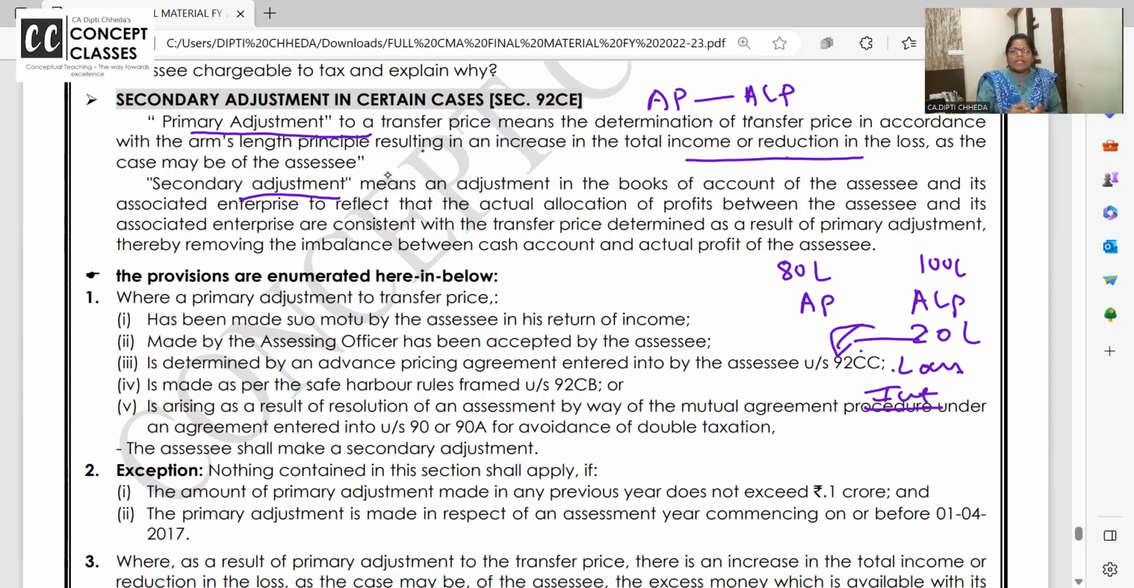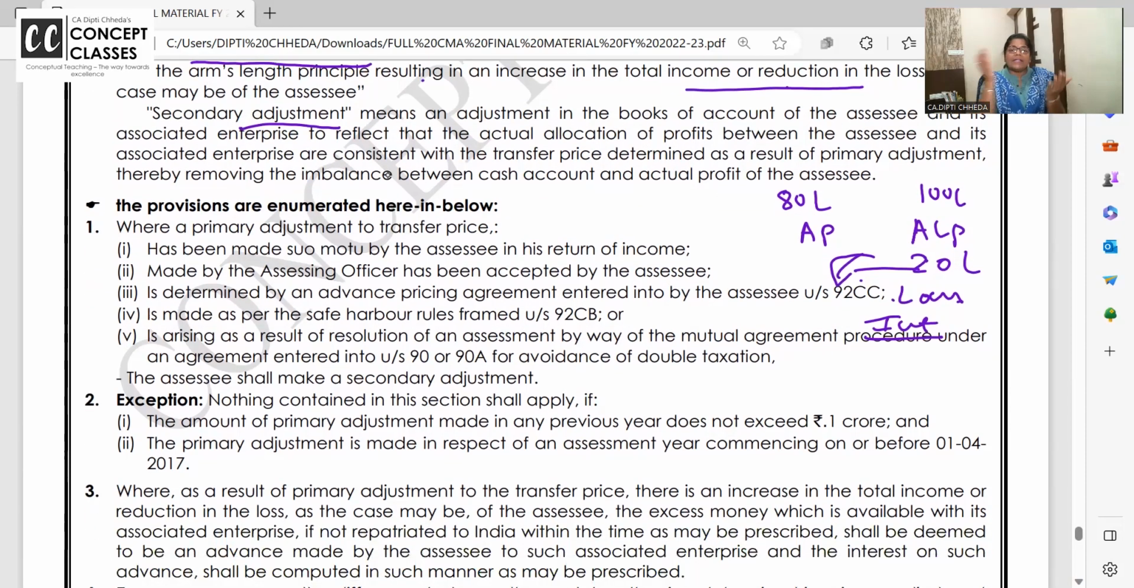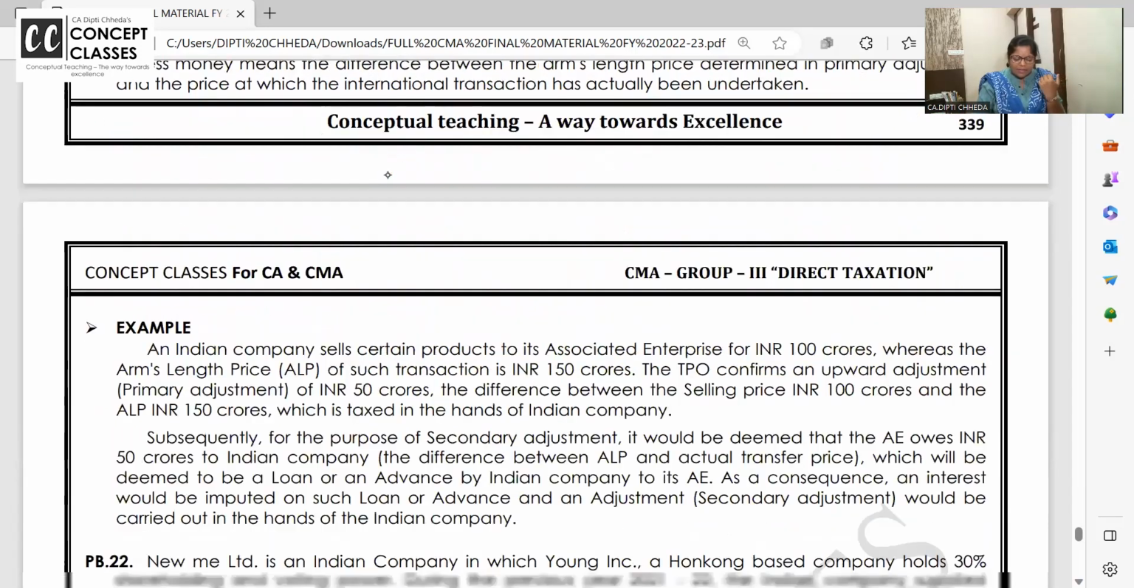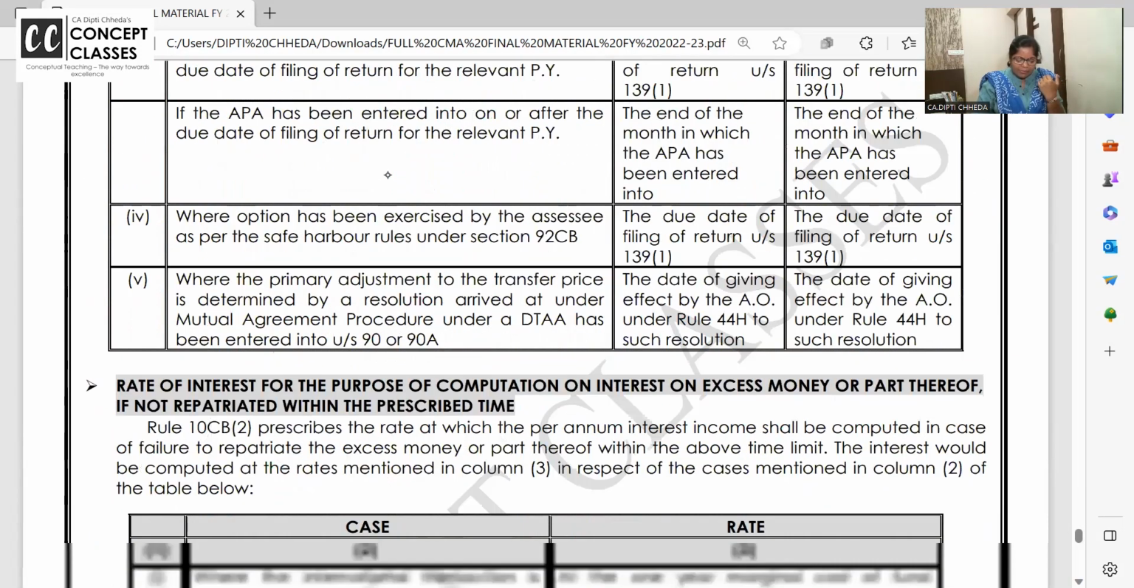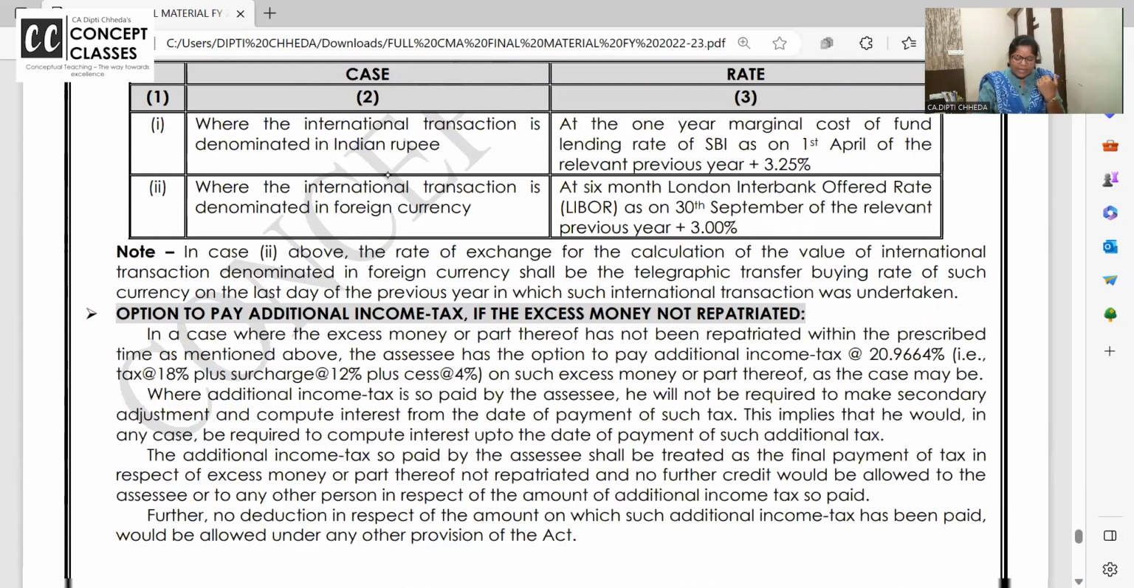At what rate? If the loan is taken in rupees, then whatever is SBI's rate plus 3.25%, or if the loan is taken in dollars and all, then LIBOR rate plus 3%. That all I will say when we come down, but that interest is paid. But ma'am, how long should I keep paying the interest? Then if you don't want to pay the interest, they have come up with a very nice amendment, and that is here.